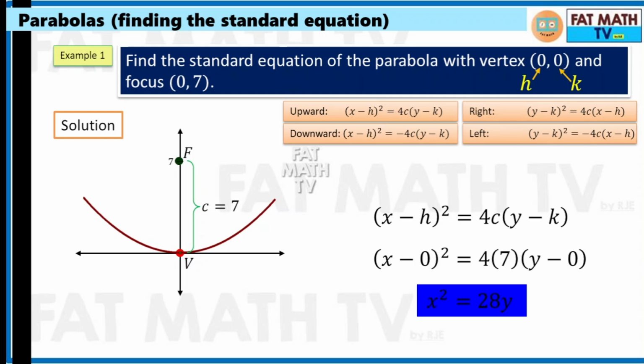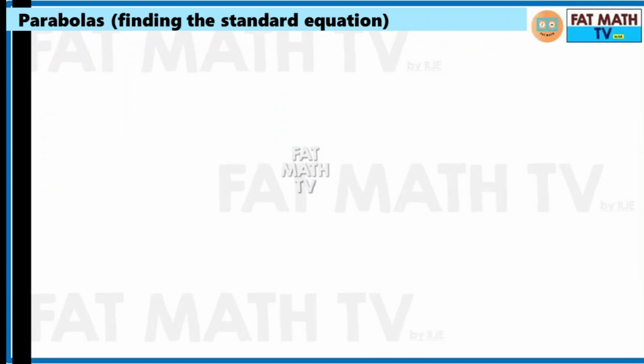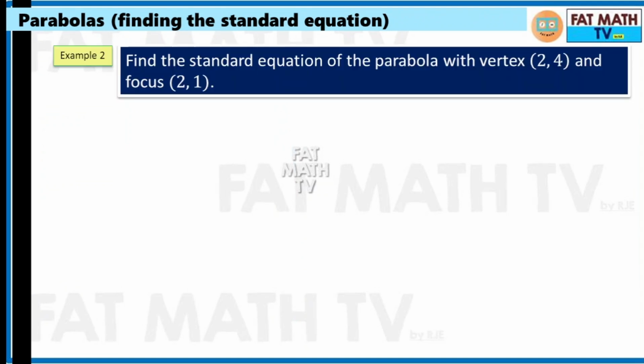Let us have another example. Example number 2. Find the standard equation of the parabola with vertex (2, 4) and focus (2, 1). Again, we need to know where the parabola opens so that we know what equation to use. We also need to find the vertex and c. But in this problem, the vertex is given to be (2, 4). So we just need the opening and c.